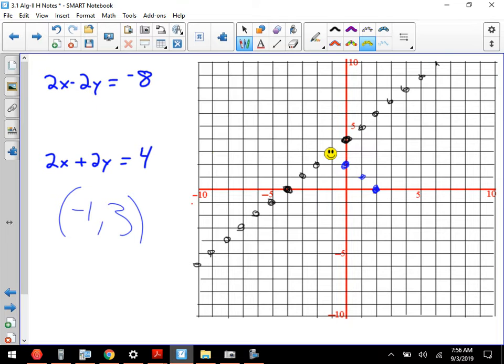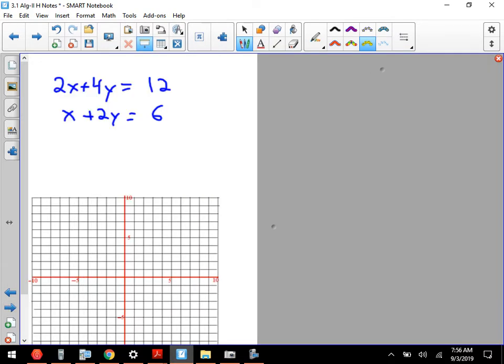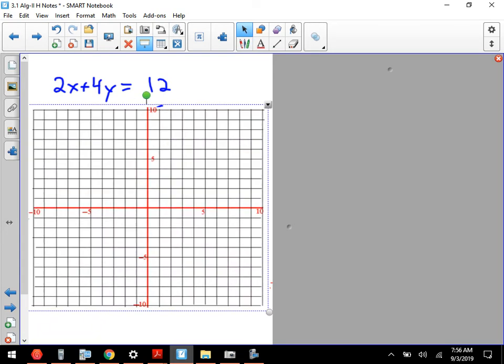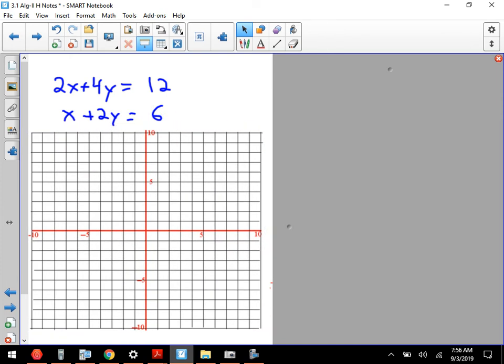So, does this vaguely ring a bell about having to do this stuff? Yeah. All right. Well, let's do. Here, try this one. 2x plus 4y equals 12, and x plus 2y is 6.